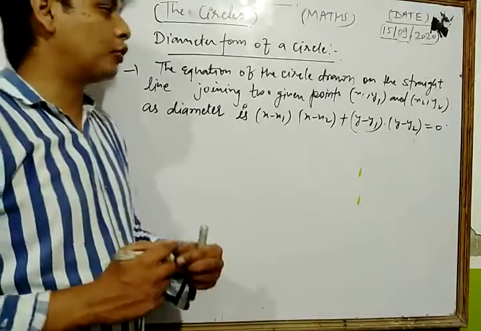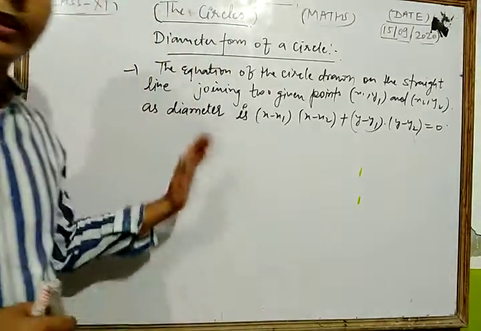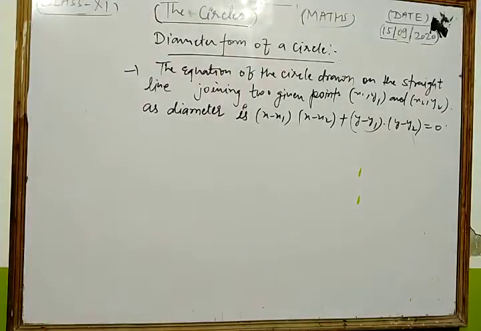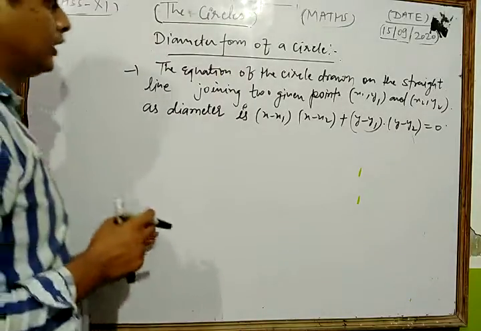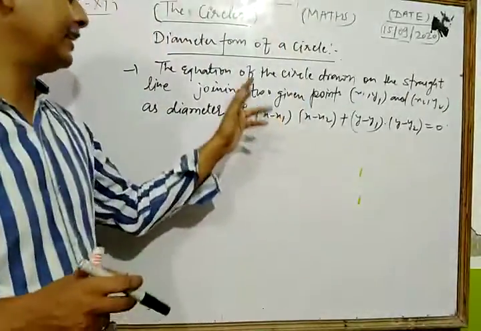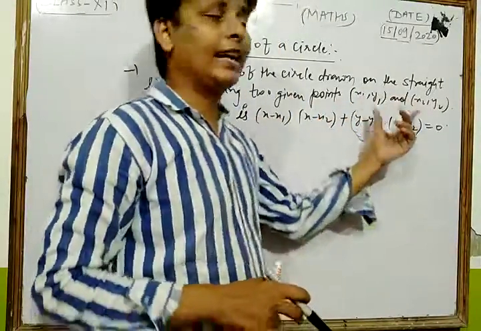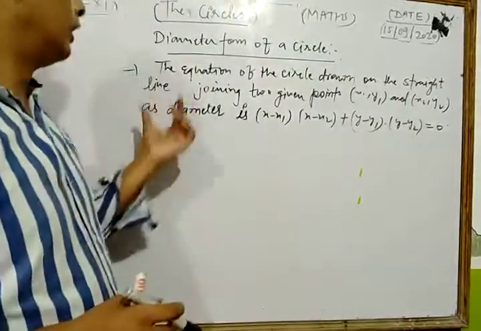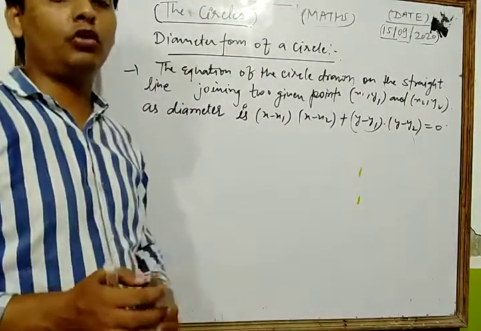Dear student, this is a very important topic, which is very important for you. Dear students, let's see once more: the equation of the circle drawn on the straight line joining two points x1 y1 and x2 y2 as diameter is given by this. Now let's see its proof.